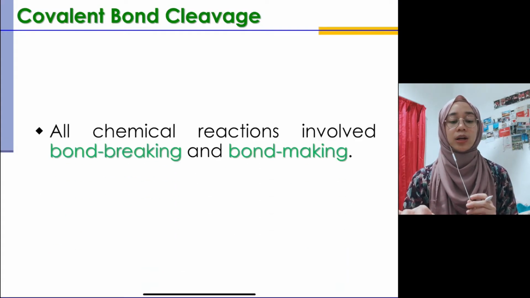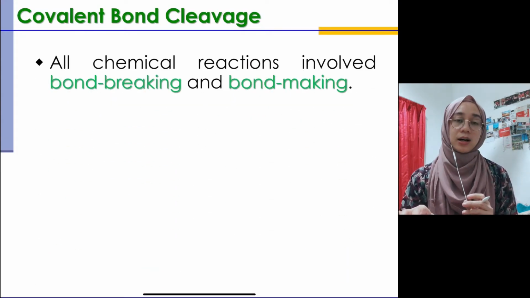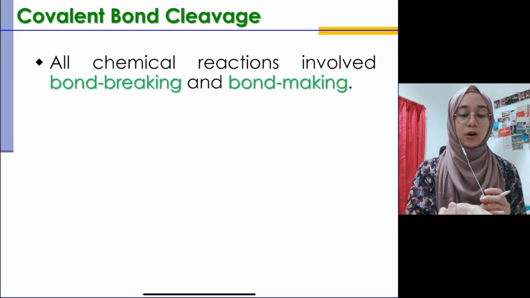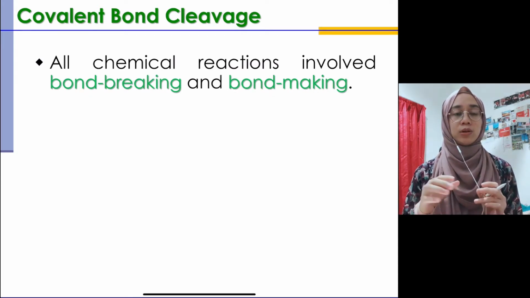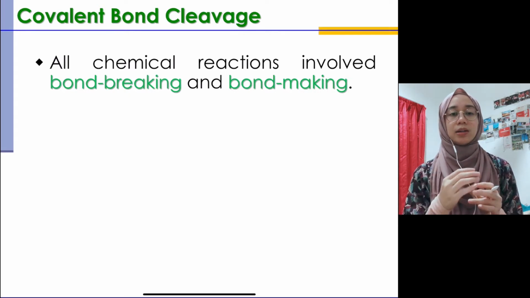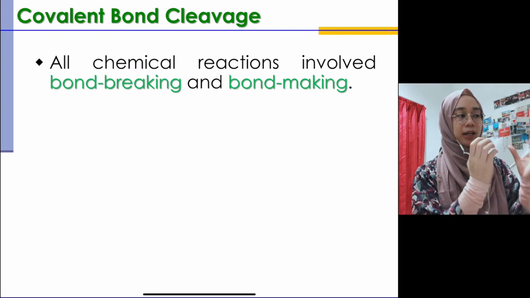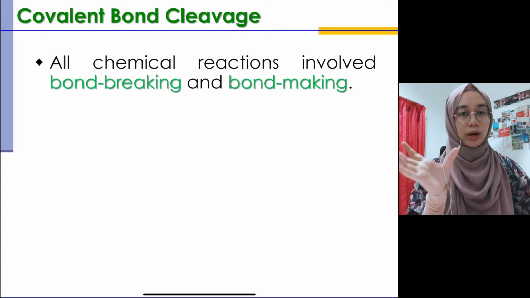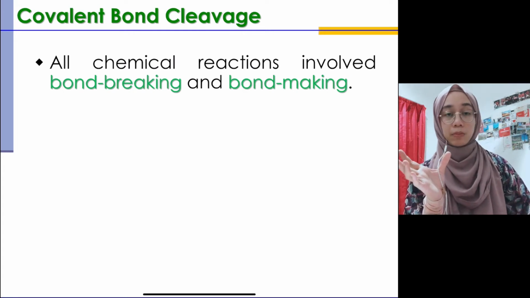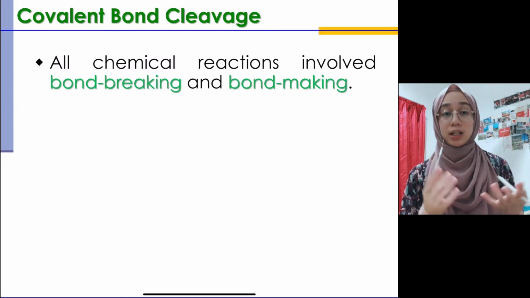Okay, so in all chemical reactions, there will be bond breaking and also bond making. Bermaksud in order untuk kamu hasilkan something, nanti akan ada something yang breaking, supaya benda yang putus tu nanti dia akan sambung pula dengan lain. So itu dipanggil sebagai bond making. Therefore a new product is formed.